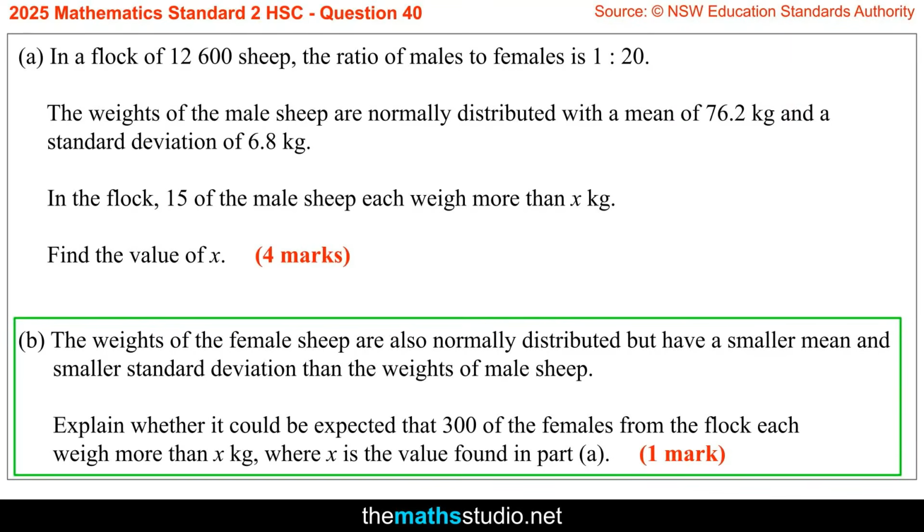Part B. The weights of the female sheep are also normally distributed but have a smaller mean and a smaller standard deviation than the weights of the male sheep. Explain whether it could be expected that 300 of the females from the flock each weigh more than X kilograms, where X is the value found in Part A.